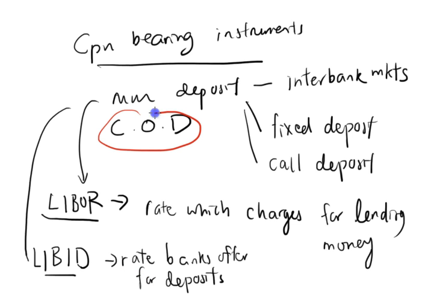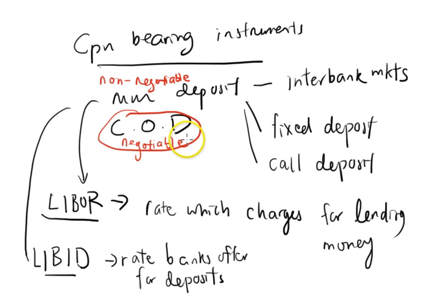Now let's come to the certificate of deposit. The certificate of deposit is very similar to a money market deposit. It's a receipt for funds deposited at a bank for a specified maturity and a specified interest rate. So it's very similar to a money market deposit. However, the difference is that the certificate of deposit is negotiable, whereas the money market deposit is non-negotiable. So you may ask, what is negotiable and non-negotiable?